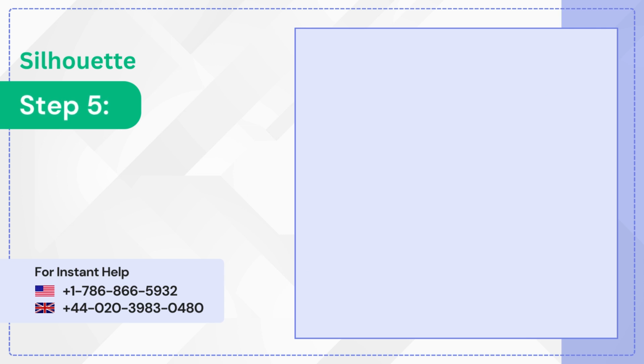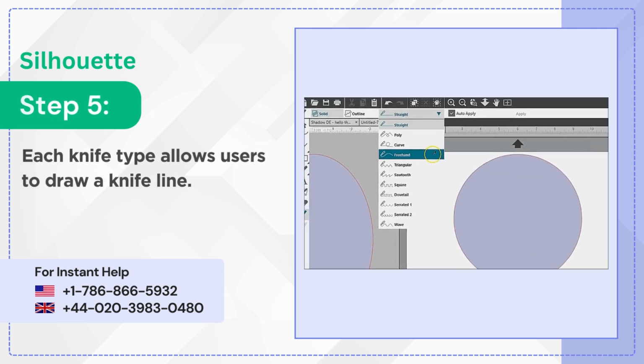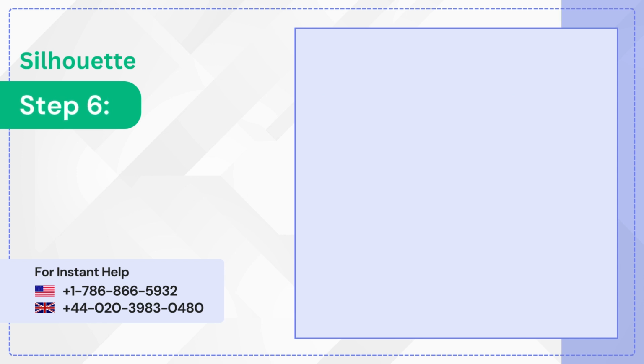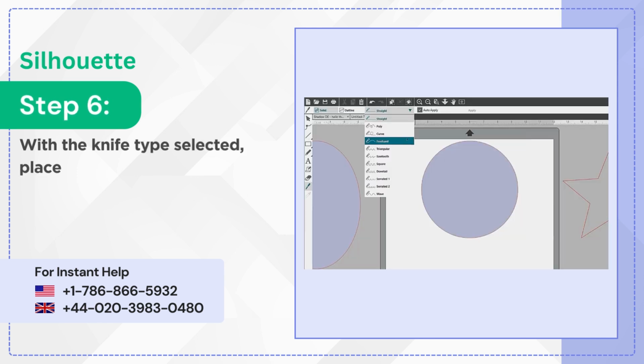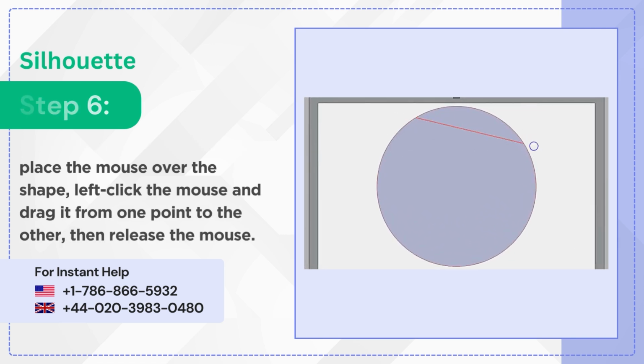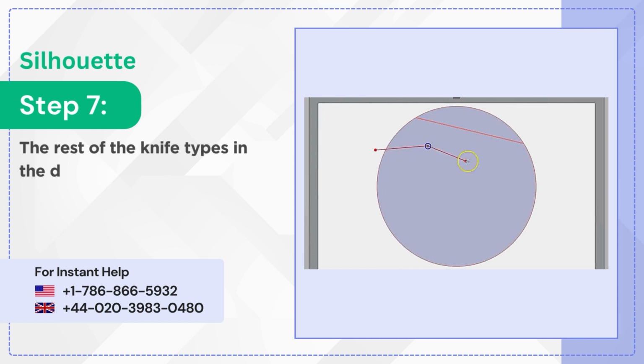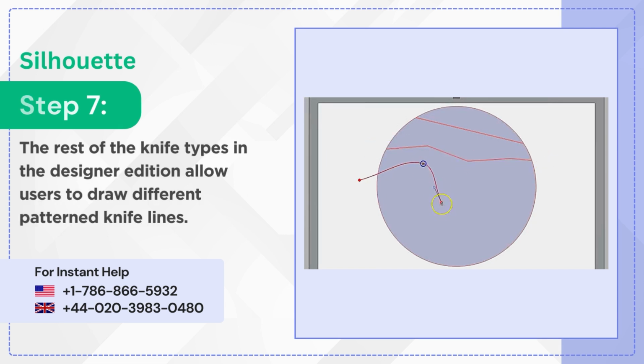Step 5. Each knife type allows users to draw a knife line. Step 6. With the knife type selected, place the mouse over the shape, left-click the mouse and drag it from one point to the other, then release the mouse. Step 7. The rest of the knife types in the Designer Edition allow users to draw different patterned knife lines.